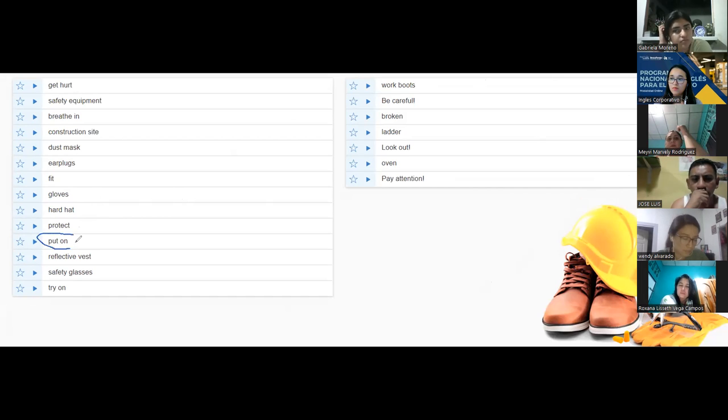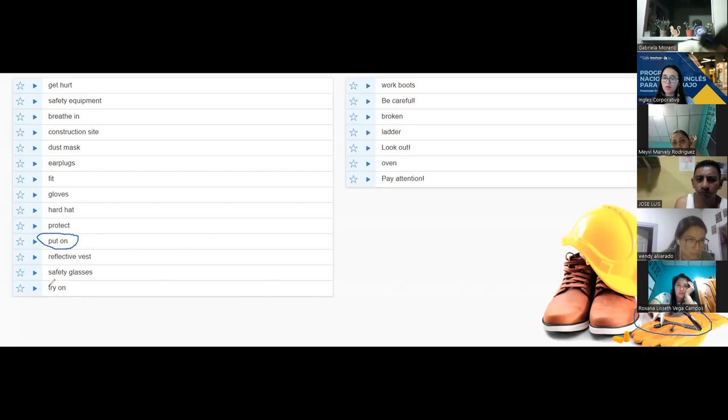Then we have put on. Put on is like, cuando estamos probando, right? Estamos poniendo your safety equipment. Then we have the reflective vest. Okay, the reflective vest is el equipo, let's say. Es el chaleco that they use, right? El chaleco that they wear. Then we have safety glasses. These ones. Safety glasses. We have a try on, es medirse, try on something.